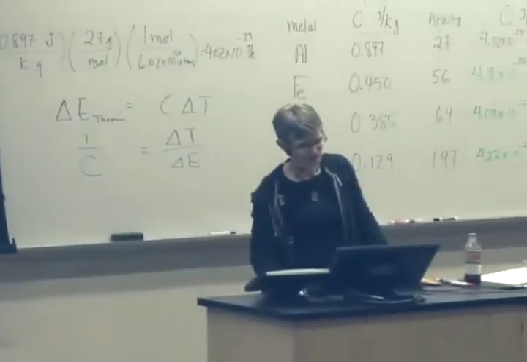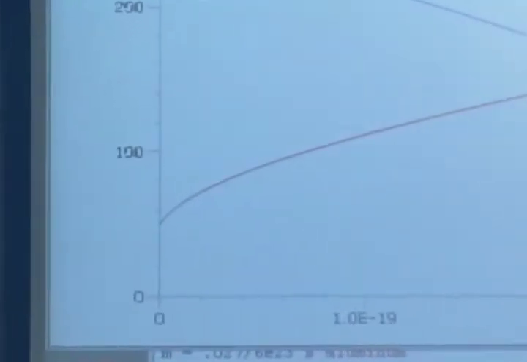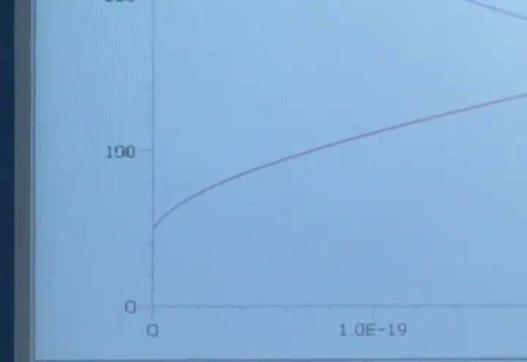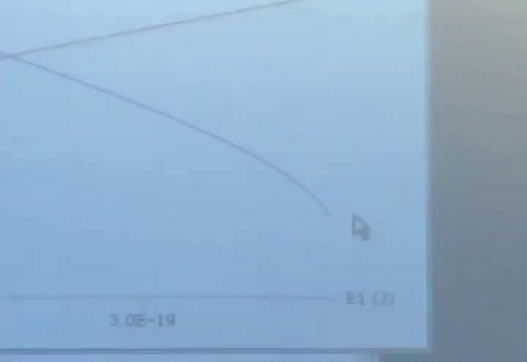But notice that, is the slope constant? It's pretty constant here, but is it constant here? No. That means the specific heat capacity is actually changing with temperature when the block's at a low temperature. And that was what surprised everybody.